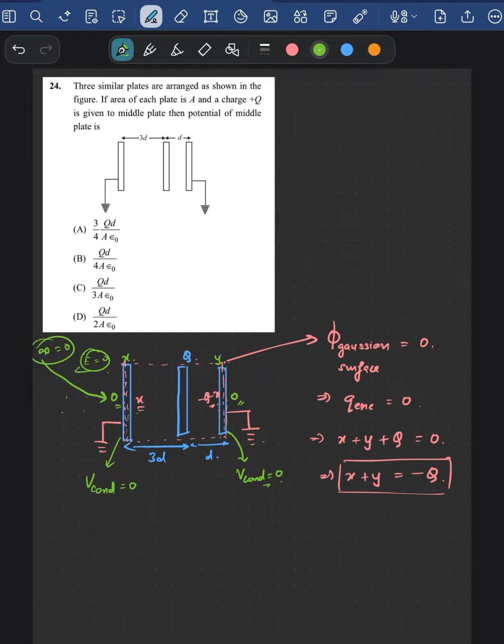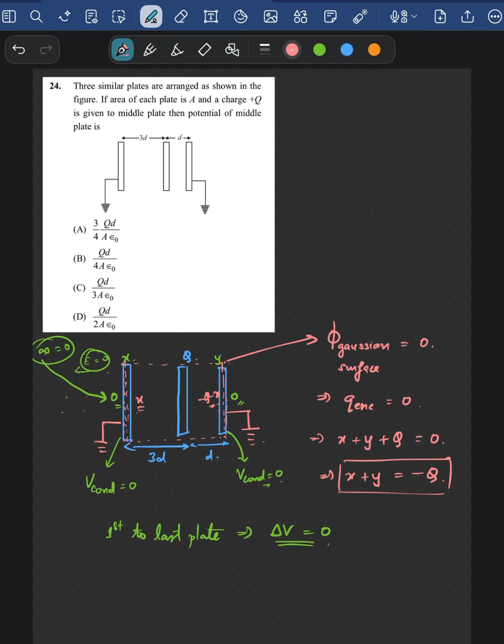And to find the value of x, we'll make use of this idea that when I go from the first plate to the last plate, your change in potential has to be equal to 0. So I'll write down the change in potential as we go from one plate to another plate, right? For that, we need the field value in between. So let me write down the field values in between.